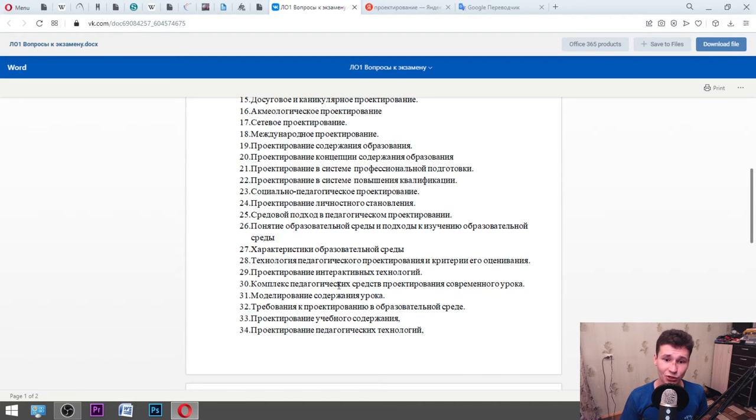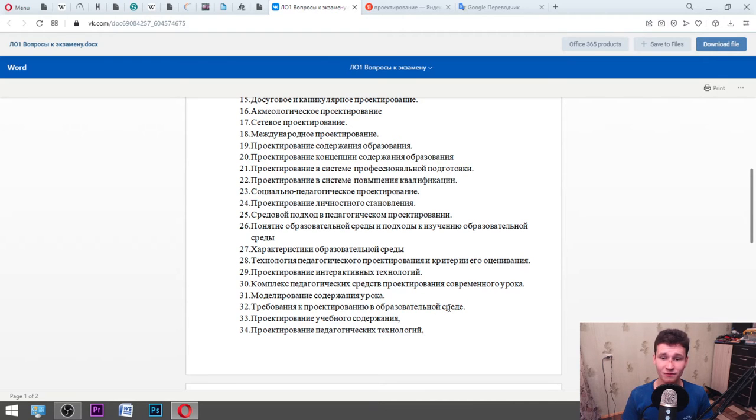Complex pedagogical tools of project creating of modern lesson. Model creativity of the content of the lesson. It means what's the modeling? Means that we create a first model that will be testing, like a prototype. Model creating of the contents of the lesson.